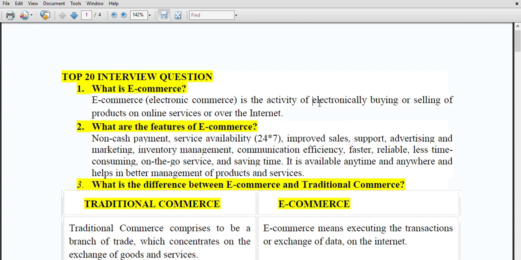As the name suggests, e-commerce means electronic commerce, where you can buy or sell products through online services or on the internet.